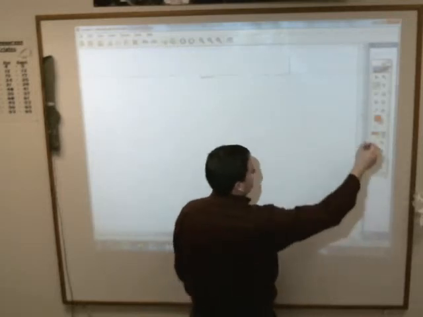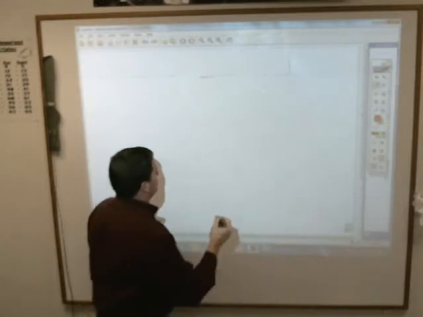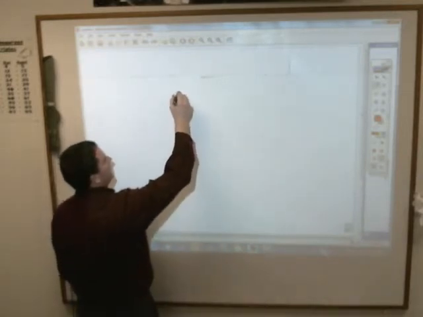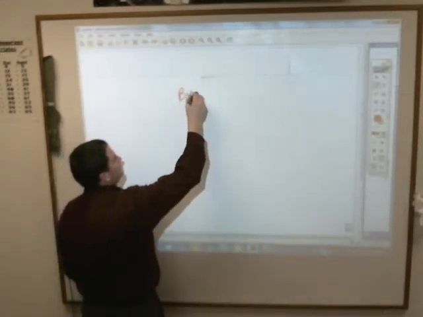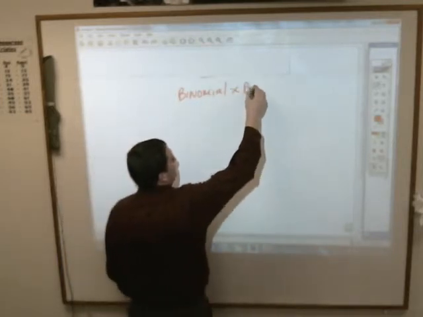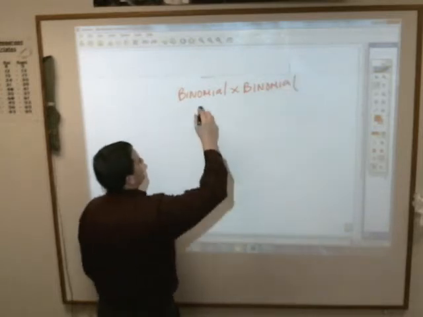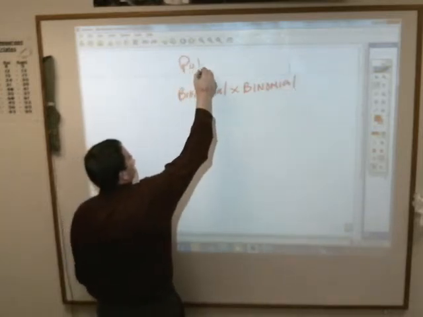Because on to the same thing, multiplying polynomials. Okay, we are going to look at a special case here, and it is a binomial times a binomial. Yeah, it's still under multiplying polynomials.